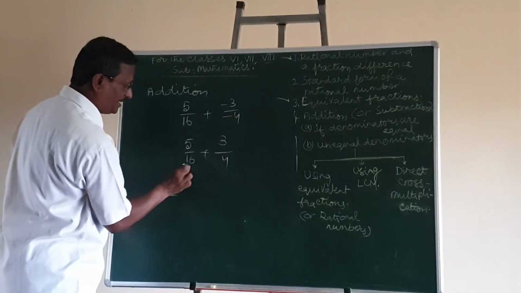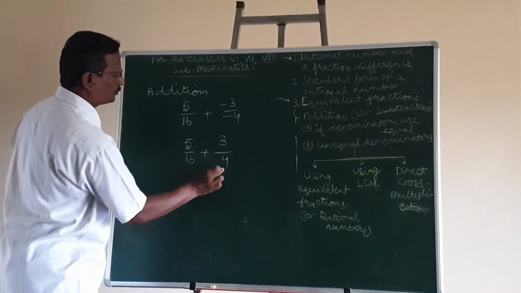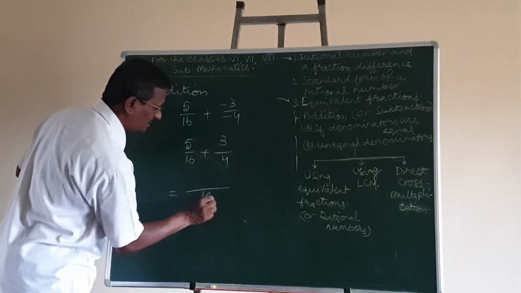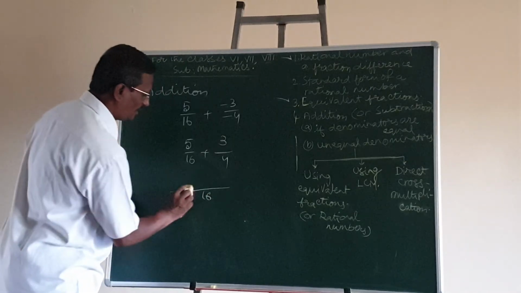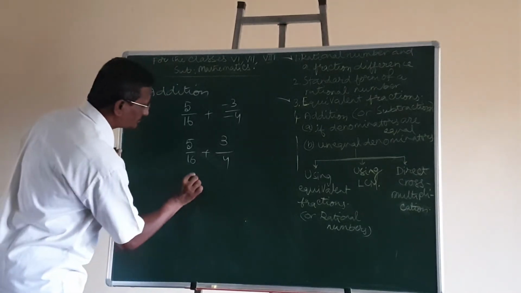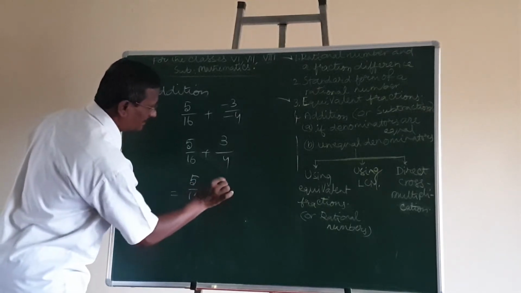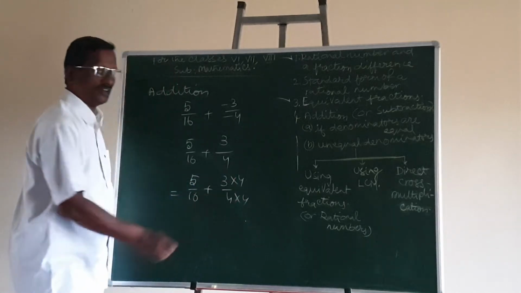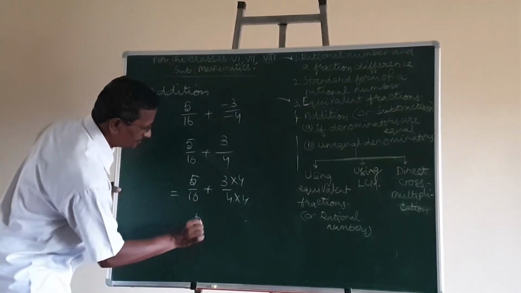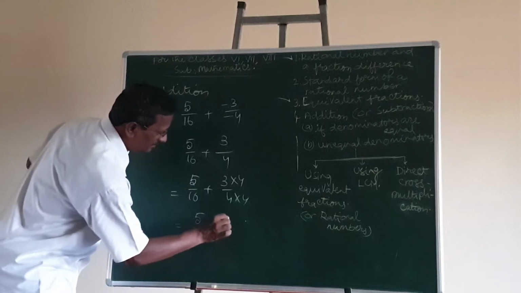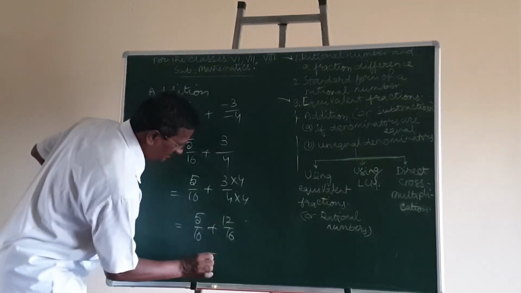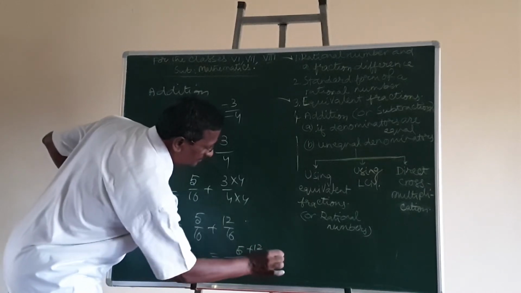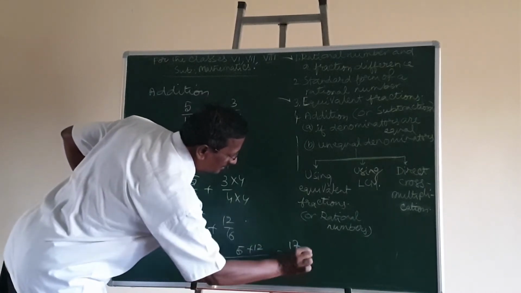Now, for writing in standard form, the LCM of the two denominators, since 16 is a multiple of 4, is 16, the common denominator. Now let's write 5 upon 16 plus 3 upon 4 multiplied by 4 by 4, so that the denominator 4 fours are 16. This is 5 upon 16 plus 12 upon 16, which equals 5 plus 12 over the common denominator 16. This is 17 upon 16, the answer.